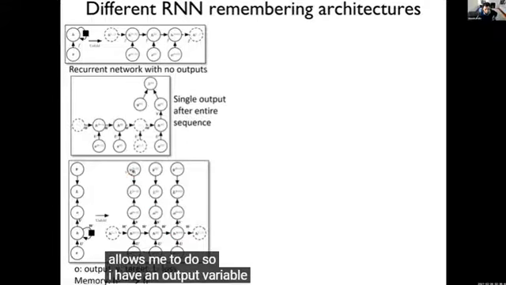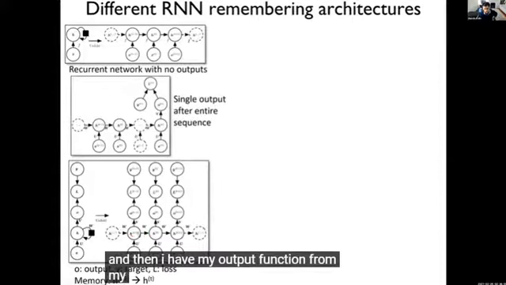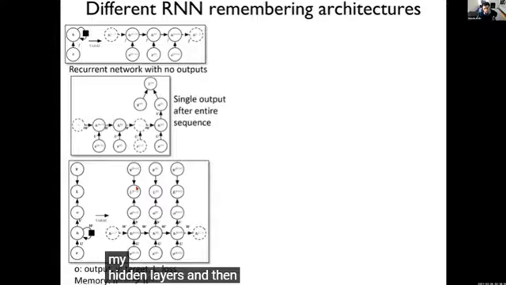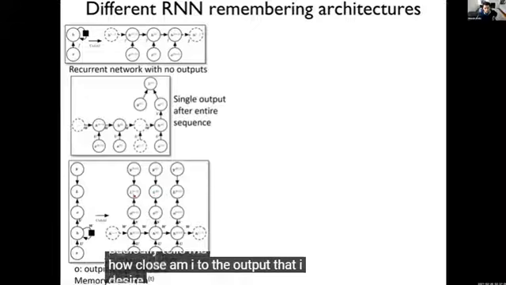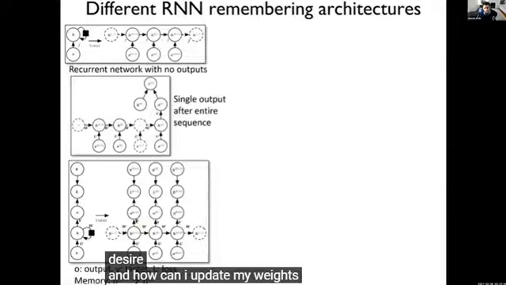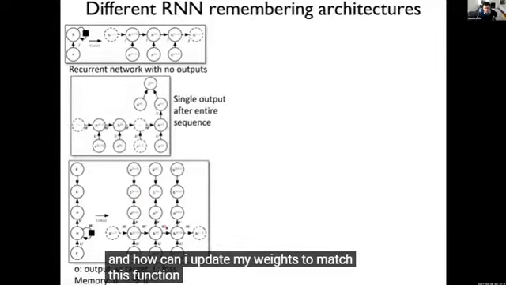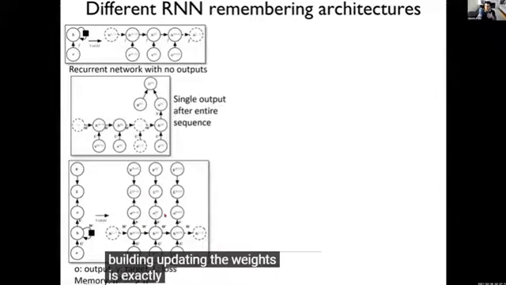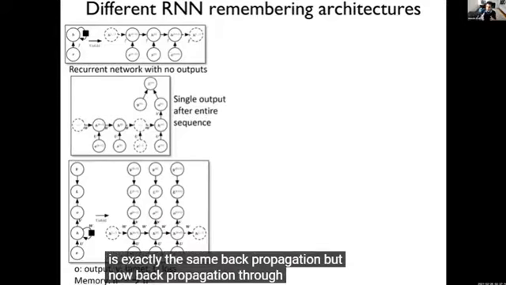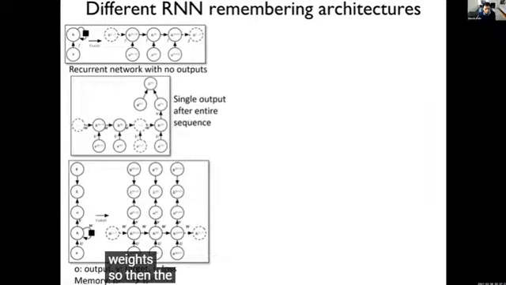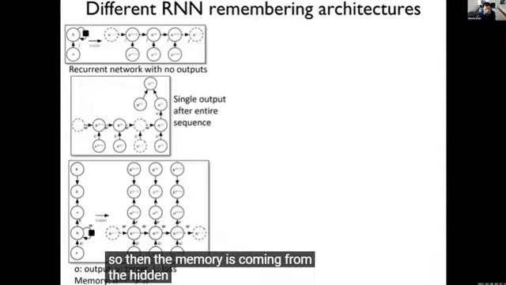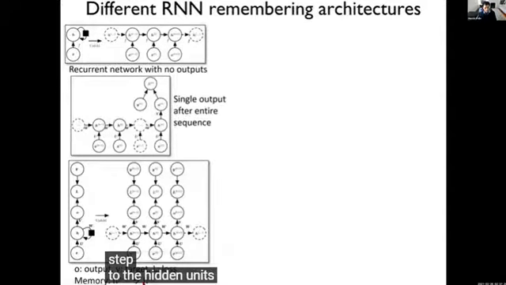So I have an output variable that I want to predict. I have an input variable at every time point. And then I have my output function from my hidden layers. And then a loss function at every time step that tells me how close I am to the output that I desire, and how I can update my weights to match this function. The way I'm updating the weights is exactly the same backpropagation, but now backpropagation through time, which allows me to unroll that network and then work back through those weights. So the memory is coming from the hidden units of the previous time step to the hidden units of the current time step.